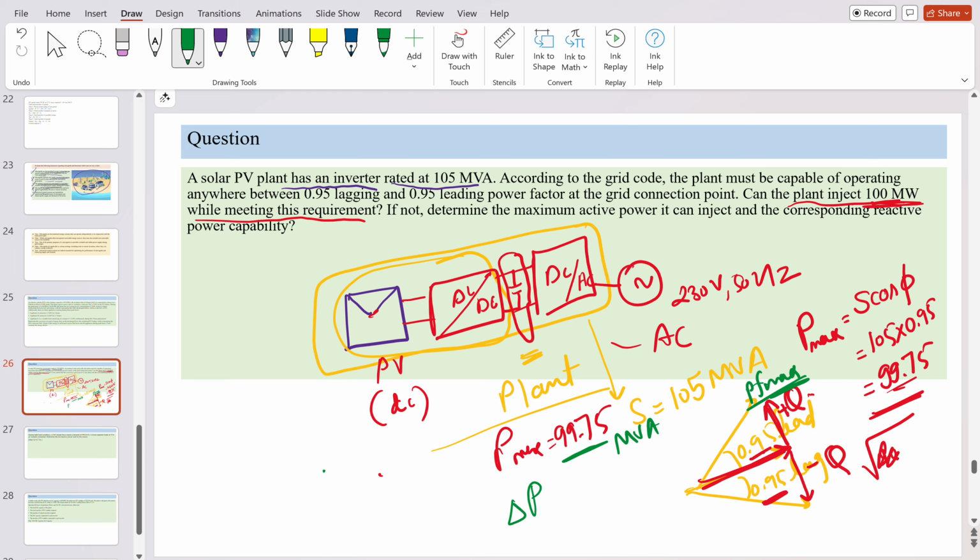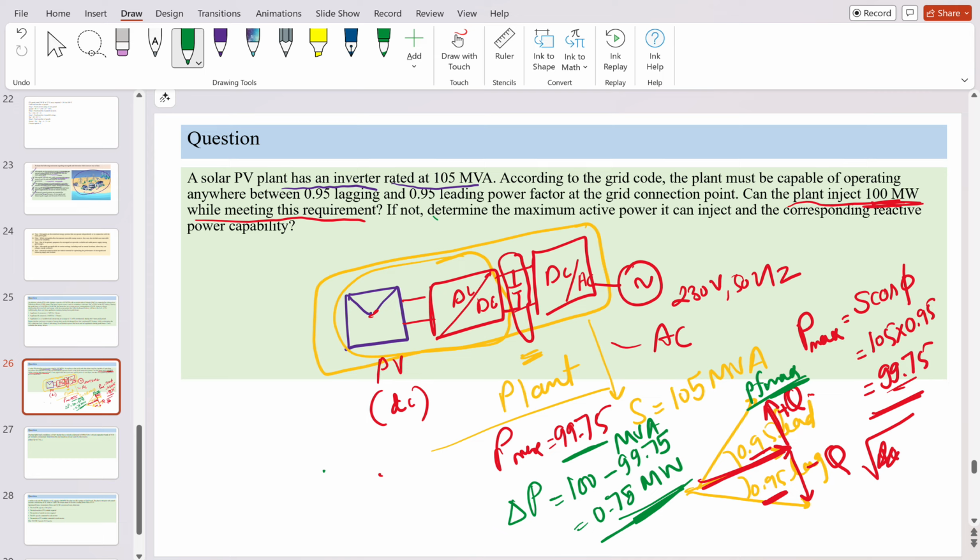So what is the deficit? The deficit is basically 100 minus 99.75, that is 0.75 megawatt. Getting my point? It is not able to meet the requirement because it is hitting the power maximum at 99.75, but it is required to inject 100 megawatt, so the deficit is 0.75 megawatt. Any problem in this? Anyone?